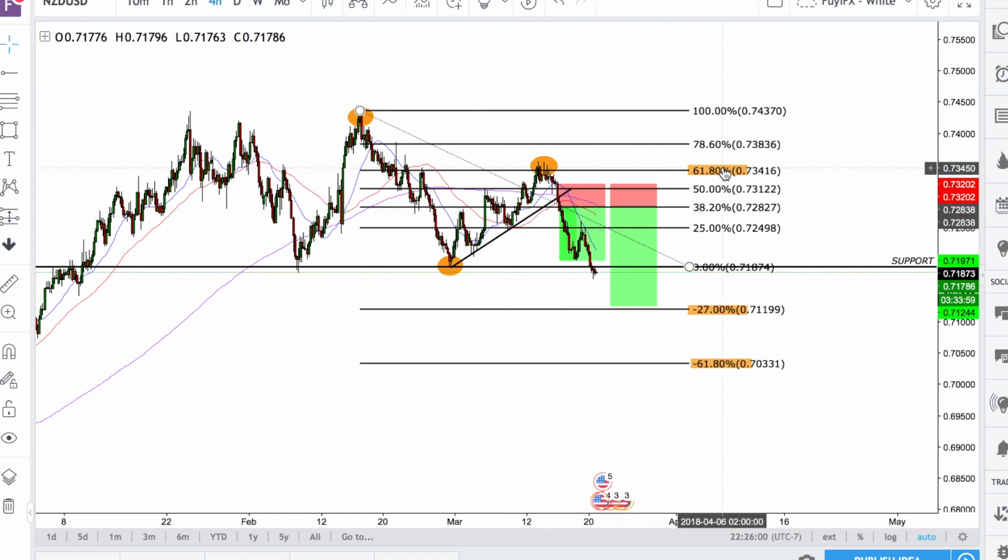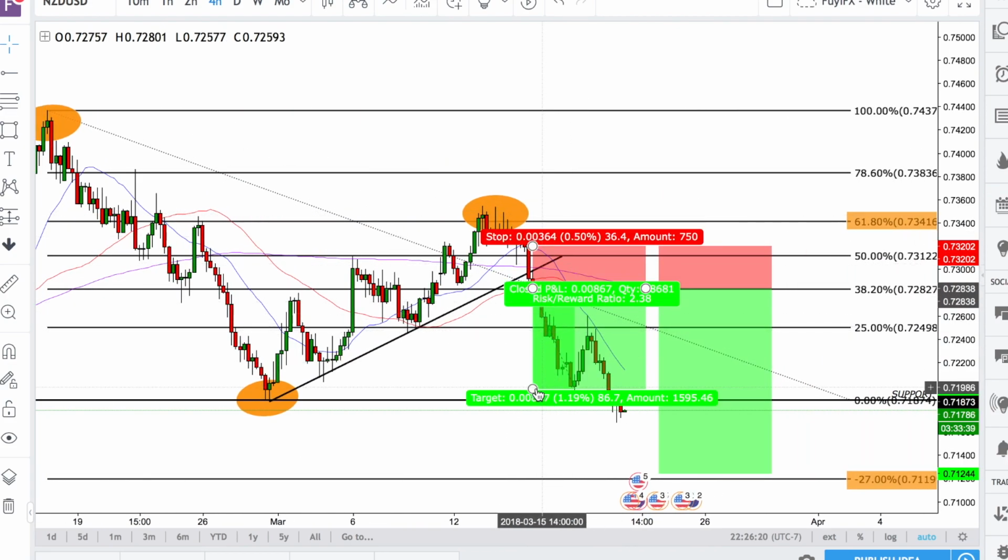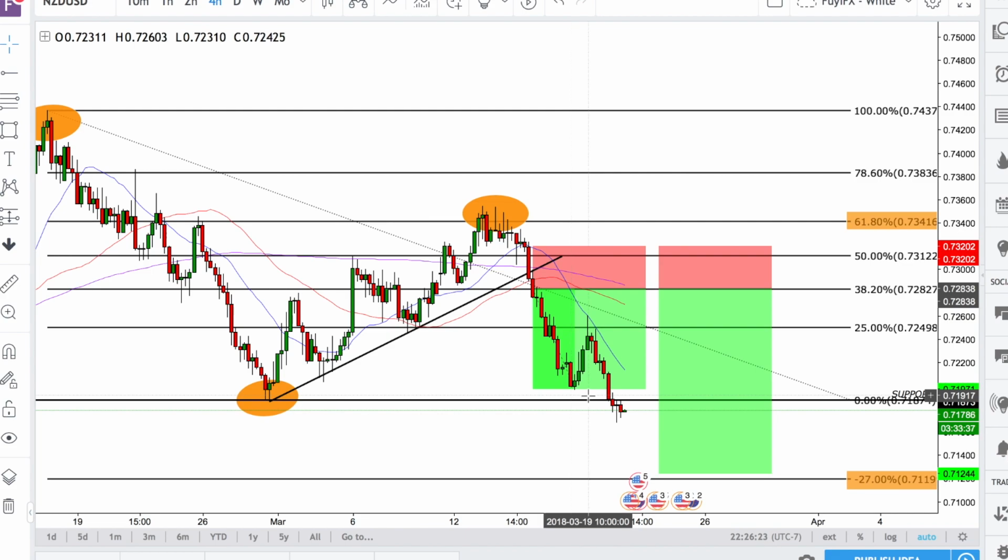Price rejected the 61.8. My target is still the 27 extension down here at 71.712, and the 61.8 extension at 0.70331 would be target number 2. I simply took my profit here because of the double bottom, so I was a little bit higher than that.